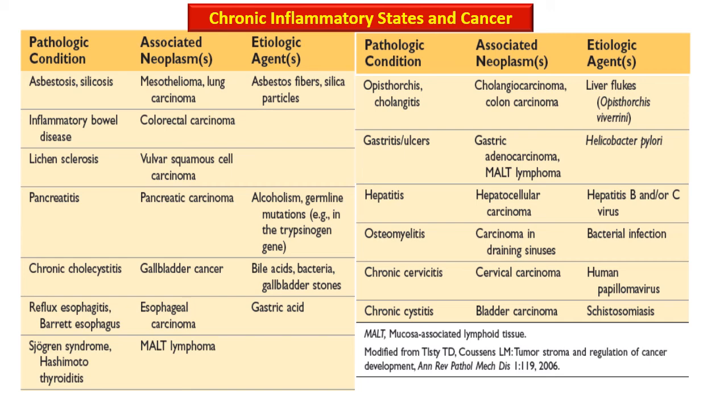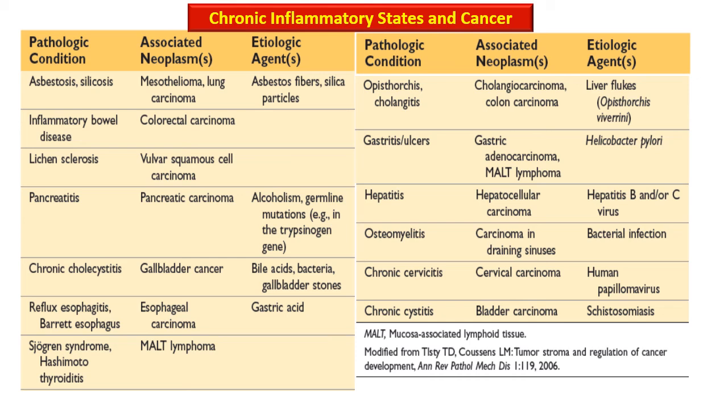Osteomyelitis, which is the infection of bone and its marrow, a bacterial infection of that area, is associated with development of squamous cell carcinoma within the draining sinuses. This condition has multiple draining sinuses through which various components from the bone abscess come outside, communicating with the outside world.